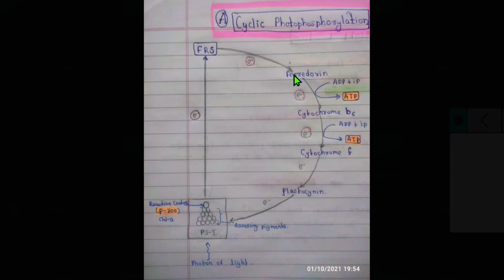then it goes into ferredoxin, and here an ATP molecule is formed, and then cytochrome b6 to cytochrome f, where one more ATP is formed. Then it goes into plastocyanin, which accepts the electron and transfers the de-energized electron into photosystem 1 to be energized again.